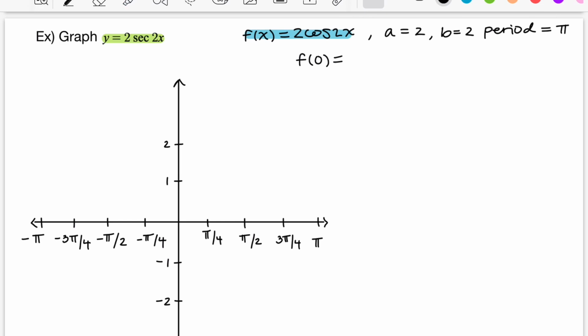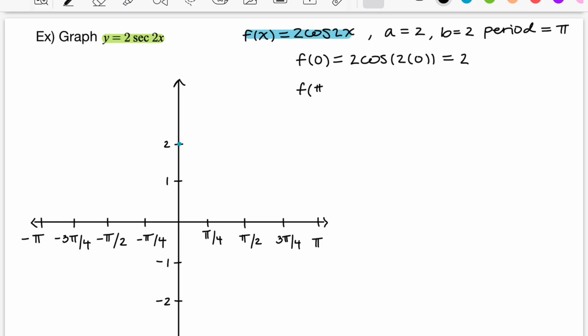So first let's evaluate this at f of 0. In this case we'll get 2 cosine of 2 times 0. So this will give us 2, since cosine of 0 is going to be 1. So when x is equal to 0, we have 2 there.